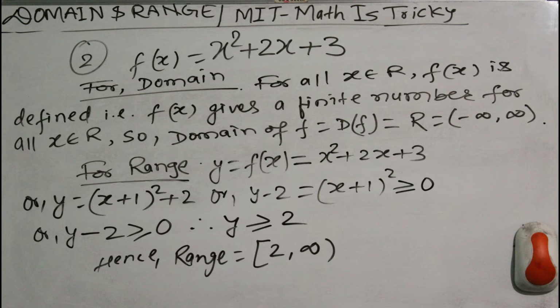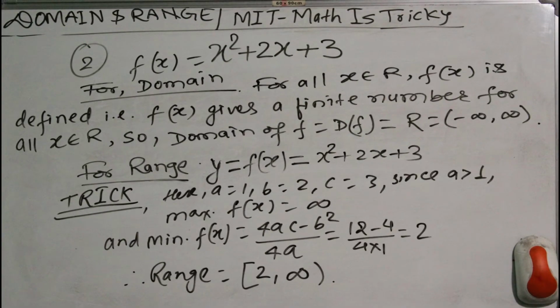Now again, as before, for the domain we know that since it is a quadratic polynomial, it is defined for all values of x. So we can directly say domain equals the set of real numbers. And now for range, as before, we can use the formula 4ac minus b square by 4a. So here a is 1, b is 2, c is 3. By putting the values of a, b, c, we get the minimum value of f(x) is 2. 4ac means 4 into 1 into 3, 12, 12 minus 4 is 8, 8 by 4 is 2. And as the coefficient of x square is positive, it gives a parabola which turns upward, so we get the minimum value here and the maximum value will be infinity. So again we get the closed interval 2 to infinity as the range.